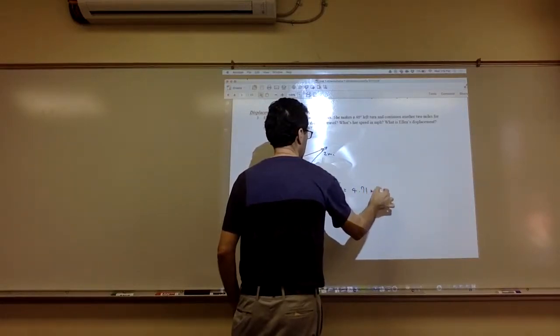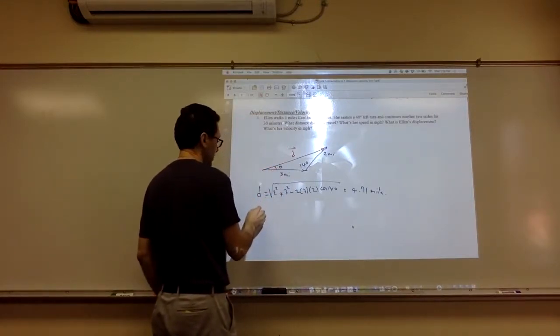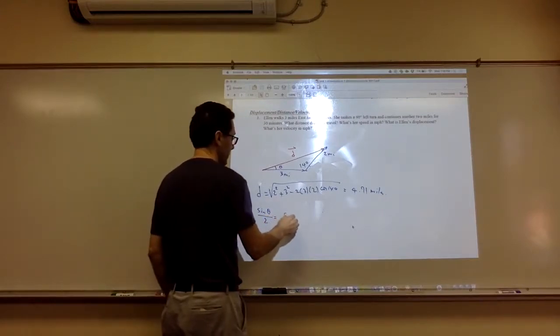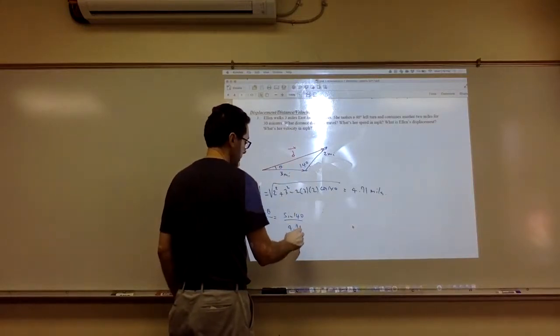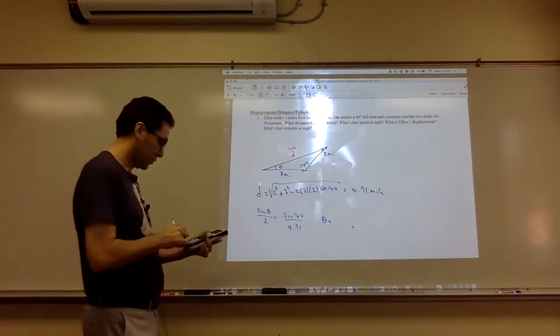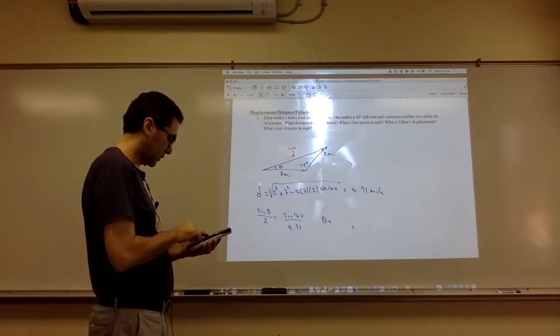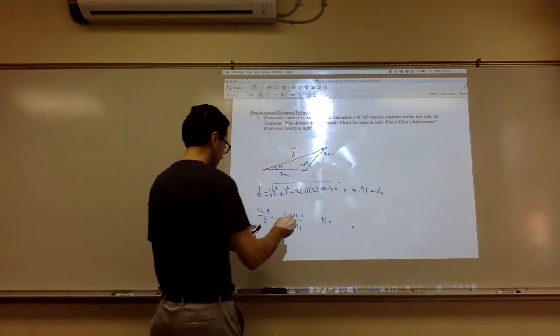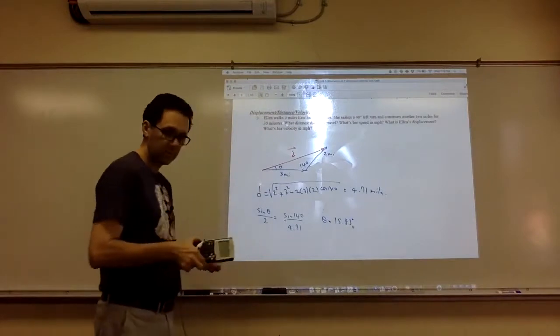Okay? Now, I need to figure out this angle here, so I'll call it theta. So I'm going to do law of sines. Sine of theta over 2 equals sine of 140 over this distance here, which is 4.71. So with the math here, we should get 2 sine of 140 divided by 4.71, and we take the inverse sine of that, and the angle is 15.83 degrees. Okay?